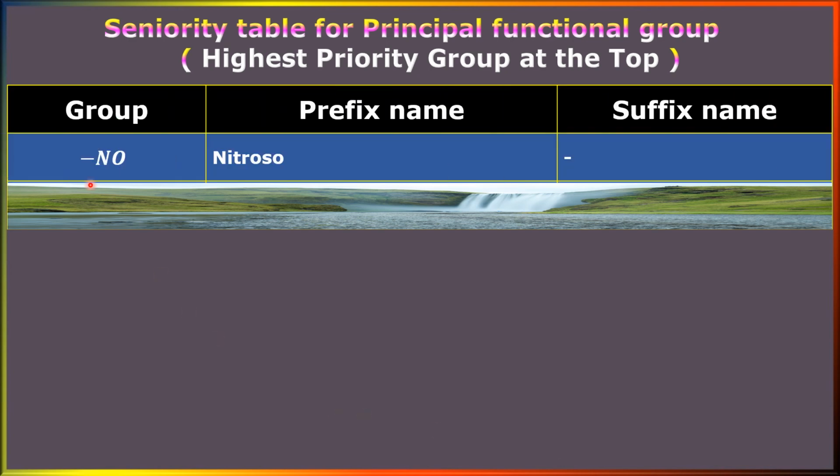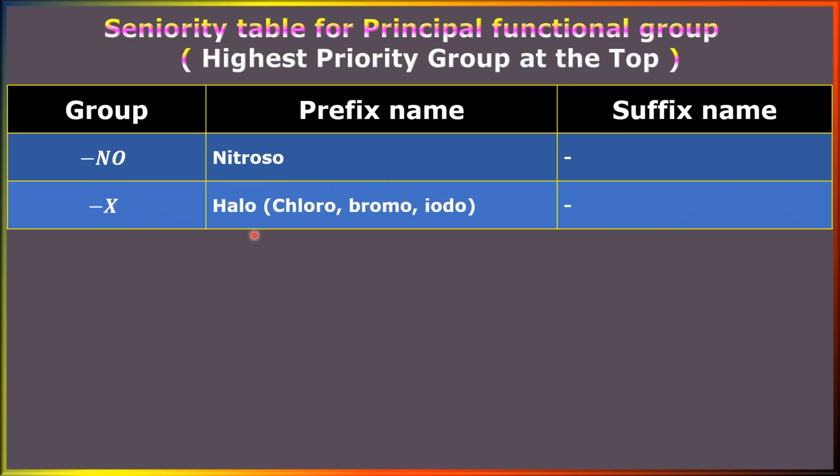Next, NO, nitroso, there is no suffix name for it. X means halogen elements, and these halogen elements are always used as substituents only. They can never be used as functional groups. So they have only prefix names: chloro, bromo, iodo, etc. Okay. So this is all about the seniority table for the selection of the principal functional group when a compound contains more than one functional group.